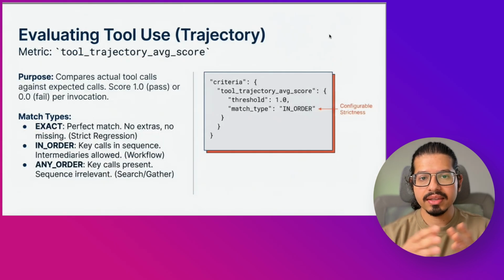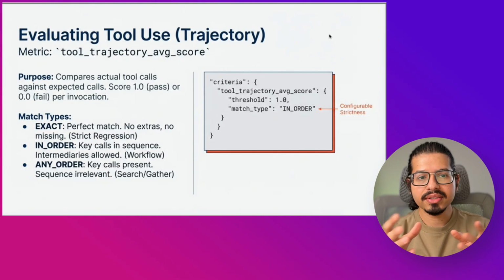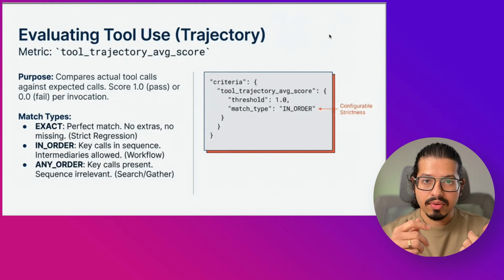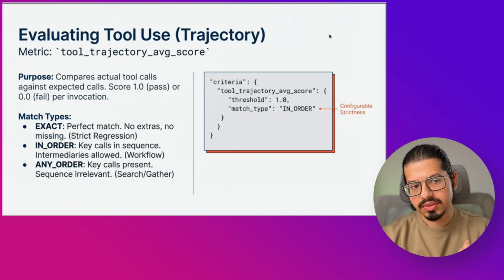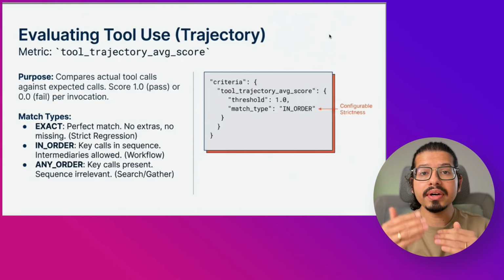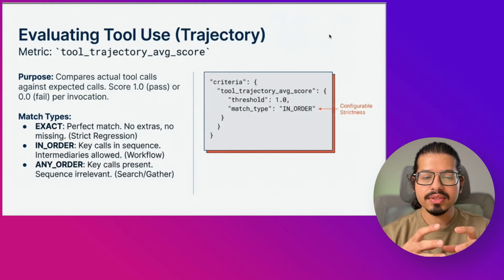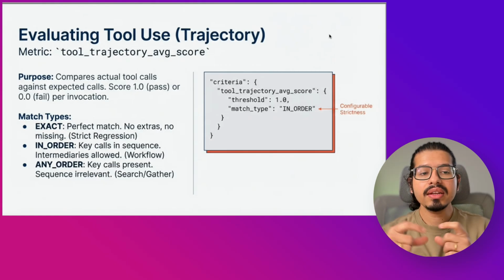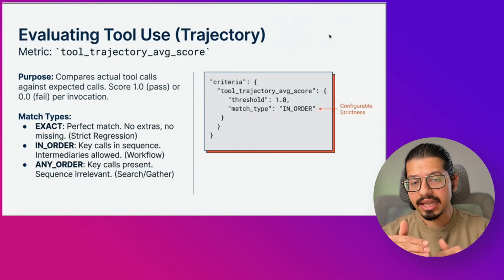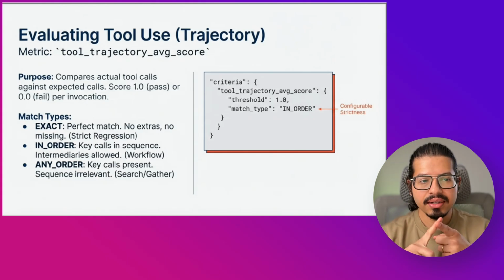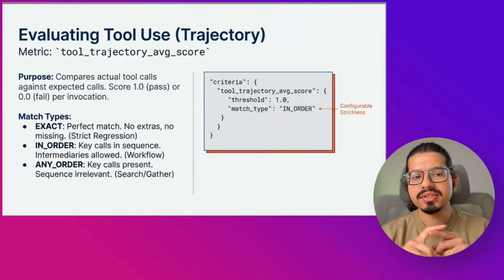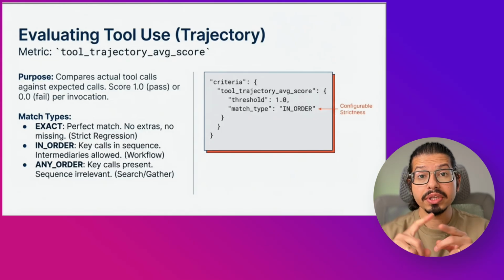So the first metric is tool trajectory average score. This metric compares the actual tool calls versus the expected tool calls. The score is binary per invocation. It's either pass or fail, but we can control how strict the comparison can be. First is the exact, which means that no extra calls are permitted and there should be no missing calls.